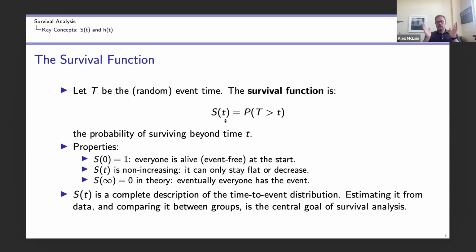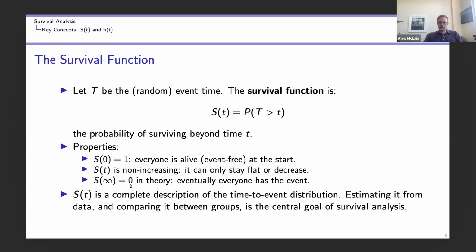If you've ever had a loved one have a tough cancer diagnosis, some of the first things you hear are, what are the 5-year survival probabilities? How many people with this particular cancer diagnosis survive 5 years? Some of the properties of the survival function: S of 0 is equal to 1. Everyone is alive, event-free at the start. And from there, the survival function is non-increasing. It can only stay flat or go down. It can't go up.